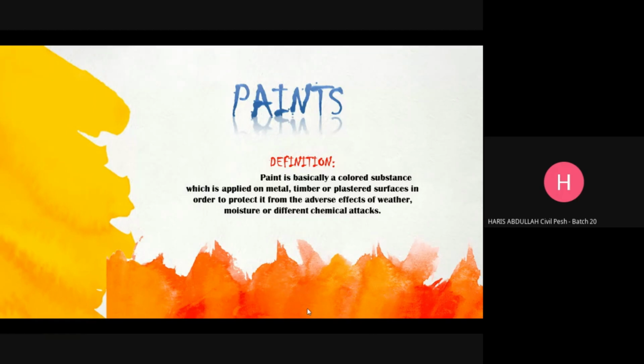Paint is basically a colored substance which is applied on metal, timber, or plaster surfaces in order to protect them from the adverse effects of weather, moisture, or different chemical attacks. A lot of fellows and colleagues are really interested in the technical definition of paint. So paint is actually a liquid solution of a pigment, a coloring material, and a solvent, which is applied on different surfaces for a decorative or protective purpose.